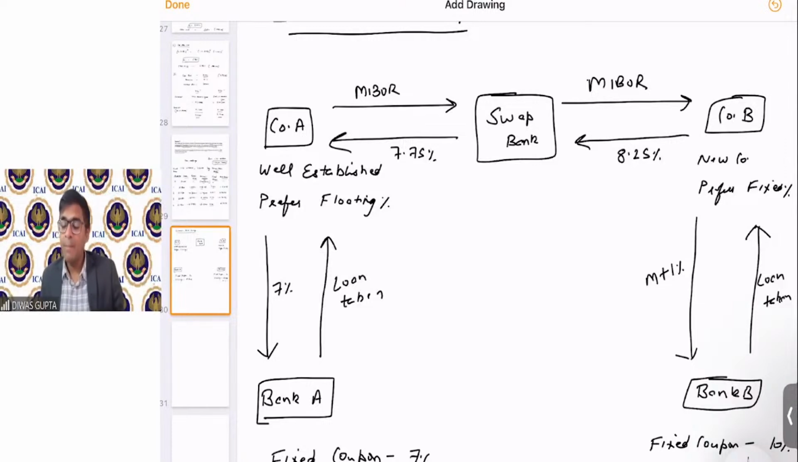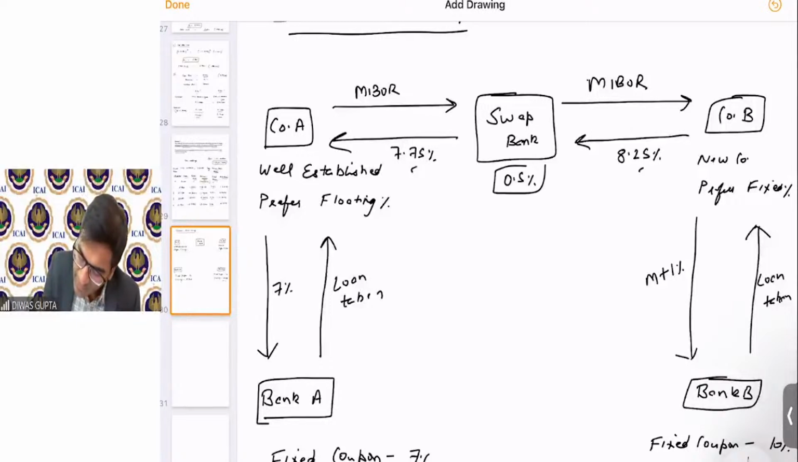So ultimately, Swap Bank had asked company B to pay fixed, and Swap Bank will pay company B floating. And Swap Bank will recover that floating amount from company A. Correct? If you see the cycle. Ultimately, Swap Bank will be left with 0.5% because Swap Bank is receiving 8.25, and Swap Bank is paying 7.75. So Swap Bank is paying 0.5% less. So that is its commission.